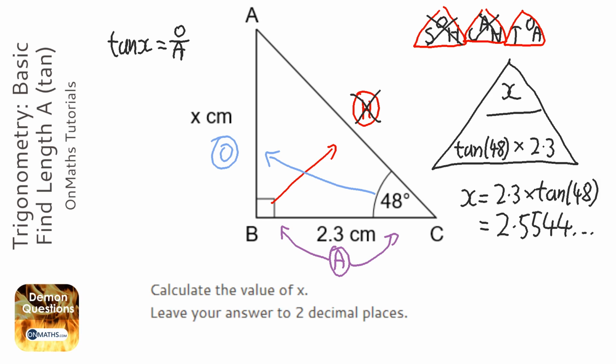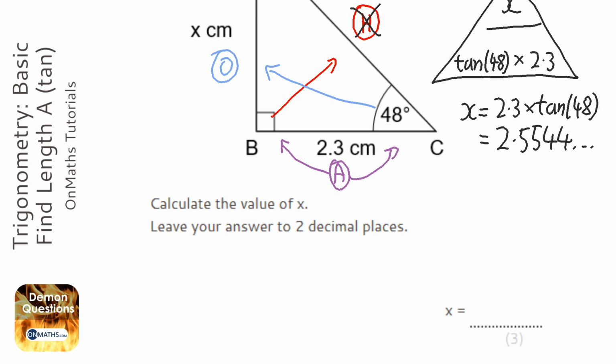2.5544 and so on. It wants it to two decimal places, so my answer is going to be 2.55, and the units of the question will be centimetres, but because it's got the centimetres next to the x, I don't need it for my answer. I'm going to put it anyway, just in case.